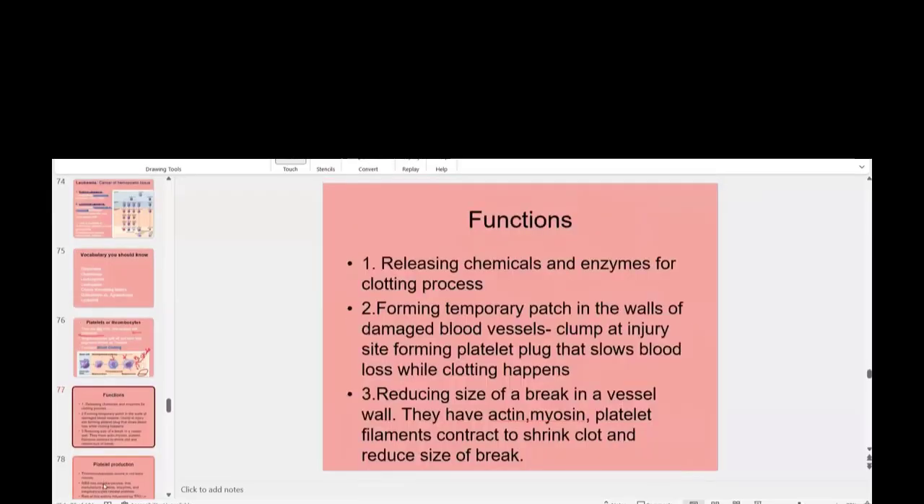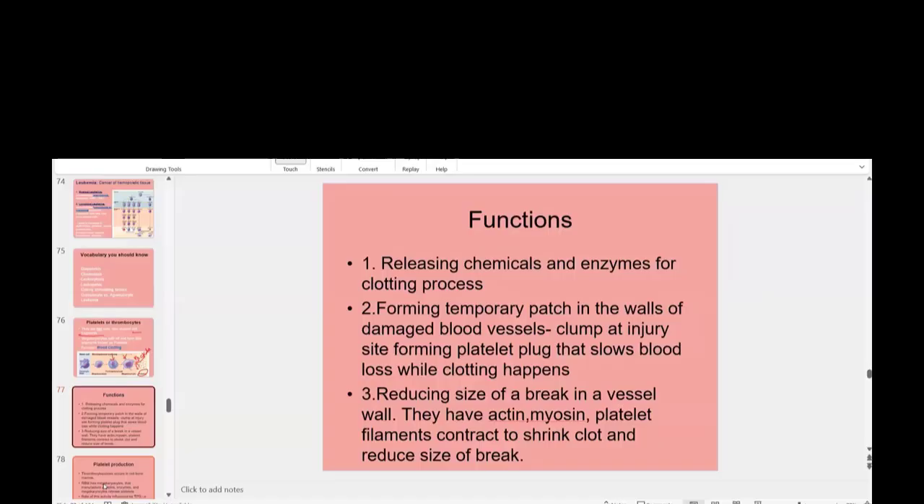Functions: they release chemicals and enzymes for the clotting process. Who does this? This is done by the platelets. They form a temporary patch in the walls of the damaged blood vessels, and then clump at the injury site, forming a platelet plug that slows the blood loss while clotting happens, reducing the size of a break in a vessel. They have actin and myosin platelet filaments that contract to shrink the clot and reduce the size of the break.